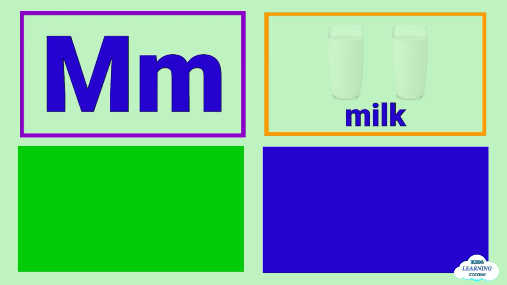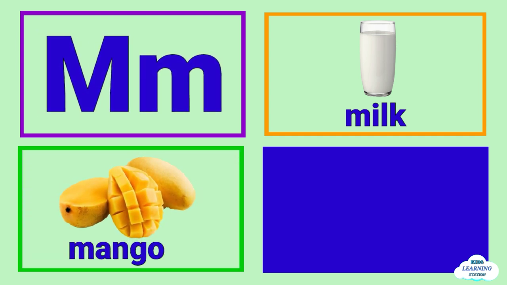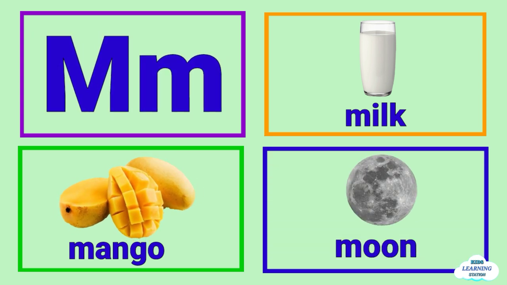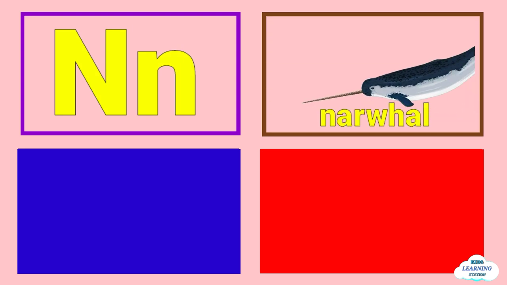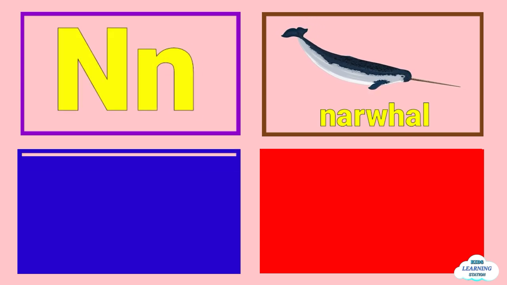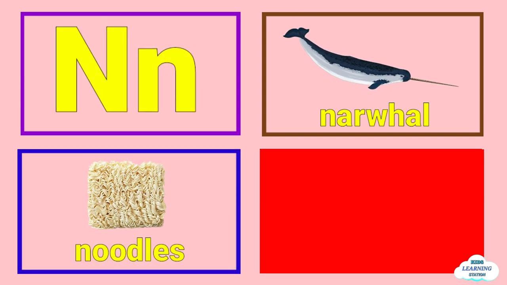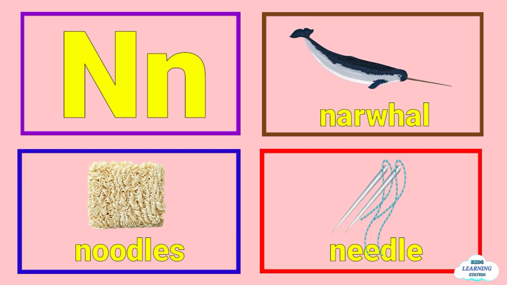M is for milk. Milk. M is for mango. Mango. M is for moon. Moon. N is for narwhal. Narwhal. N is for noodles. Noodles. N is for needle. Needle.